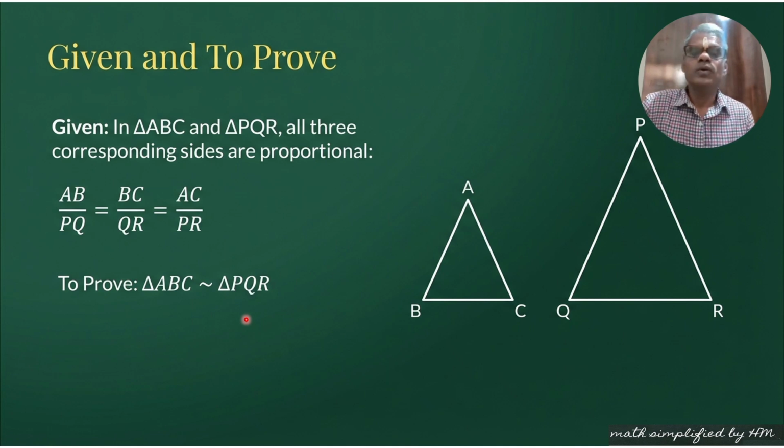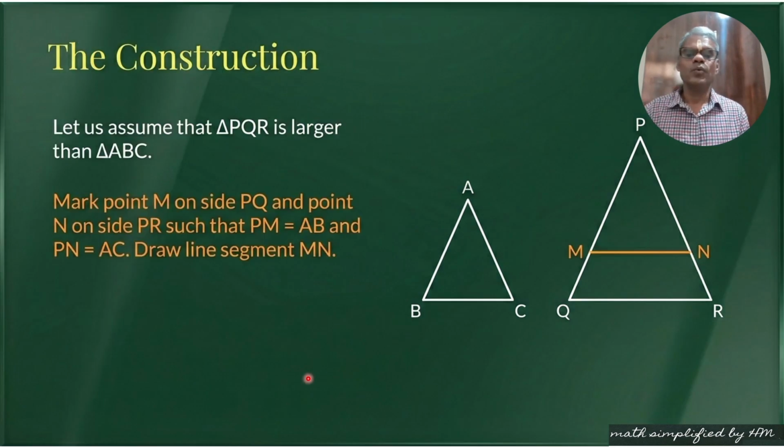Up till now, we have seen three tests of similarity. First one is AAA similarity, second one is AA similarity, and third one is SAS similarity. Using one of these similarity tests, we are going to prove SSS or triple S similarity test. For this, we need a little construction.